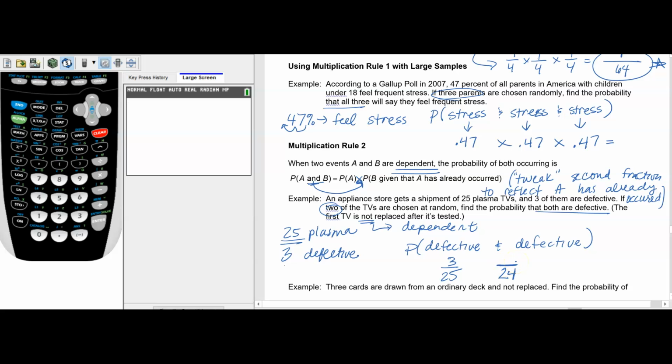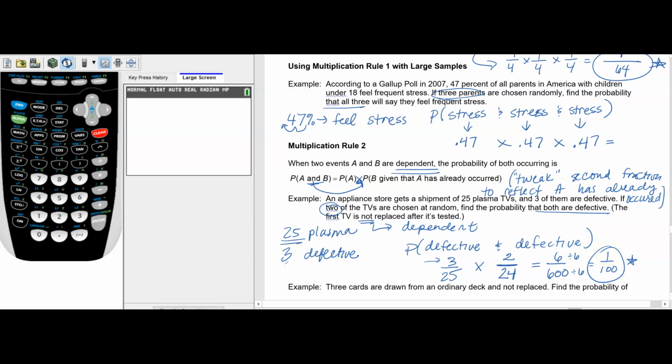So that's what I mean by tweak that second fraction. We've lost a TV because we didn't replace it. How many are now defective? Well, there was 3, but we picked a defective TV the first time, so now there are only 2 defective TVs. So we started with 3 out of 25, and now we're left with 2 out of 24. And then we're still going to multiply those and use our multiplication rule. So 3 times 2 is 6, 25 times 24 is 600. Both are divisible by 6, and you end up getting 1 over 100 for an answer.